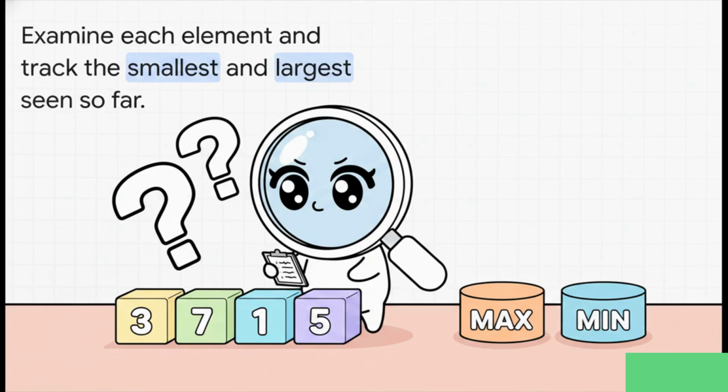And for every single new number, you ask two questions. First, is this new number greater than my current maximum? If yes, update it. Second, is this new number less than my current minimum? If yes, update the minimum. It's super intuitive, and hey, it definitely gets the job done.